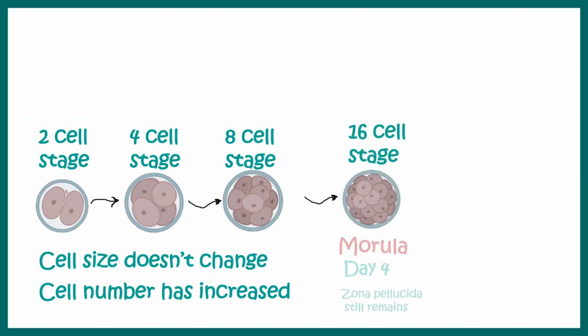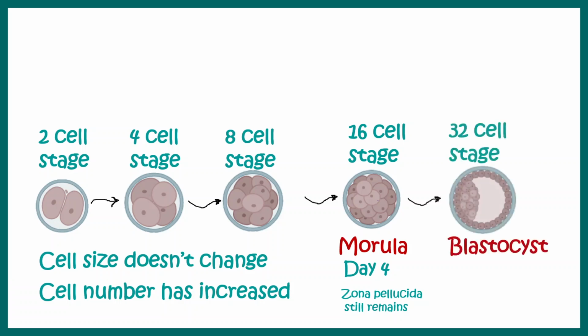Now the 16 cell stage is known as the morula because of its mulberry-like appearance. We can see the zona pellucida still covers the overall cells. It's like a bag that covers these blastomeres.